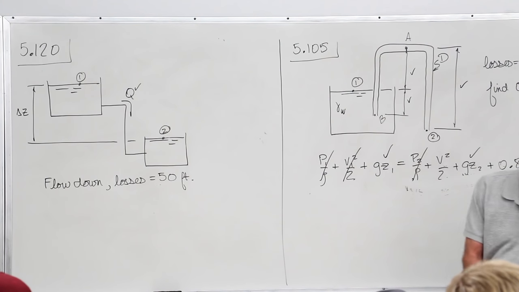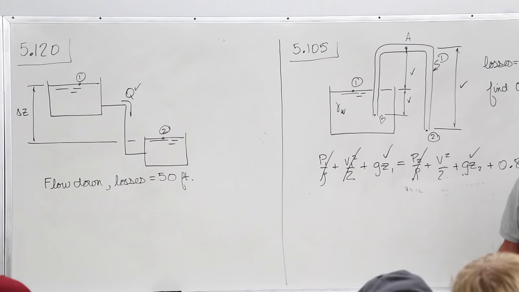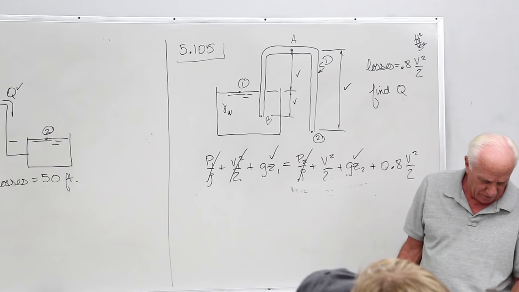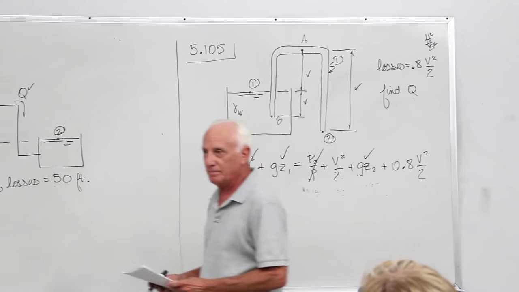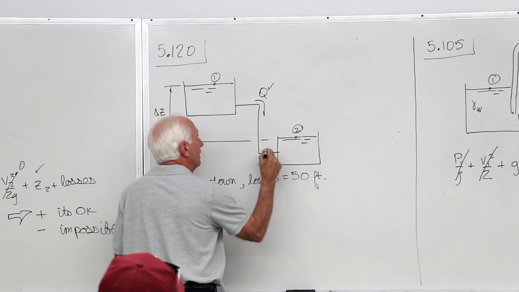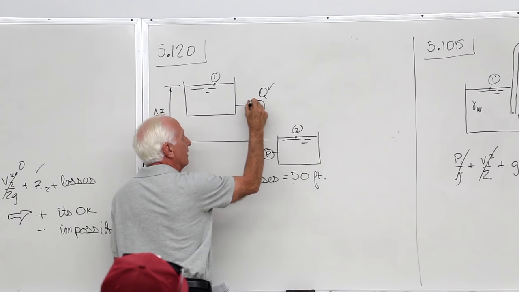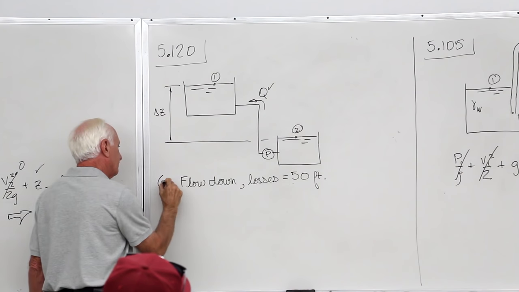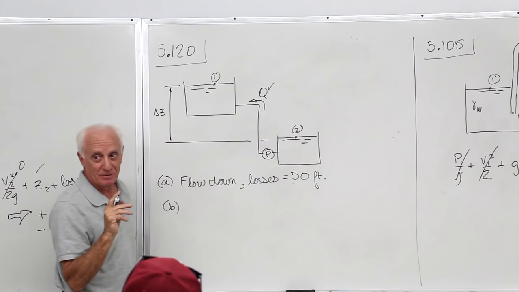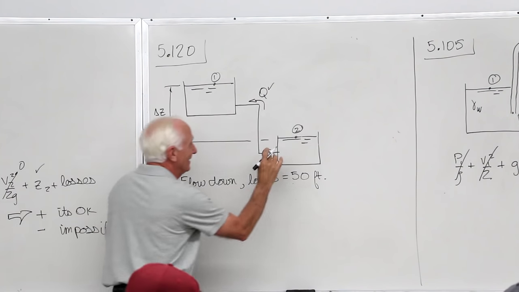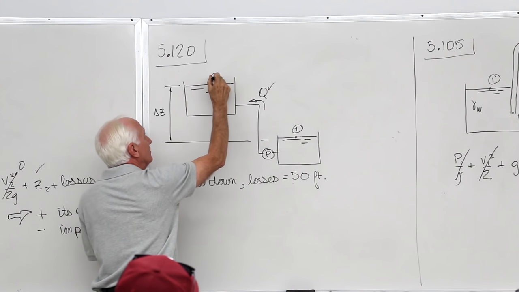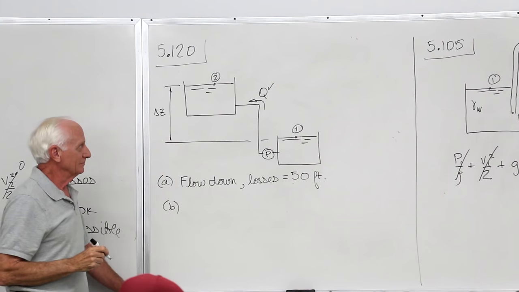Now comes the other side of the coin. Keep reading. Now, if we want to reverse this flow and pump water up from the lower reservoir to the higher reservoir, estimate the pumping power required. So now I put a pump in here, and now I change the flow direction. Now, you'd better change the subscripts. If you don't, you're going to get really bad results. This has to be 1, because that's where the flow comes from. This has to be 2. That's where the flow ends up.